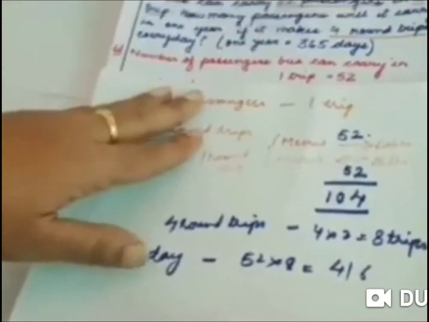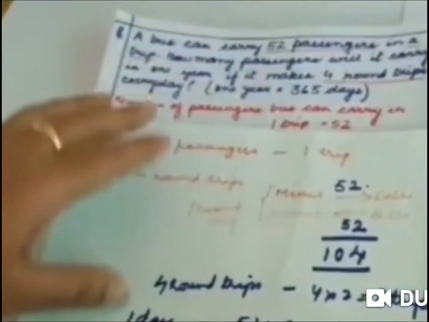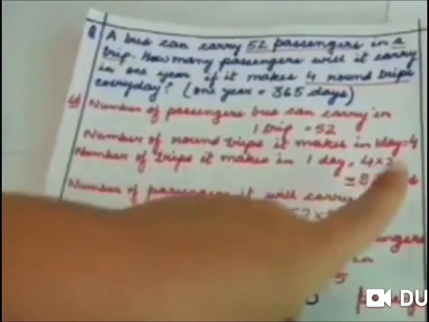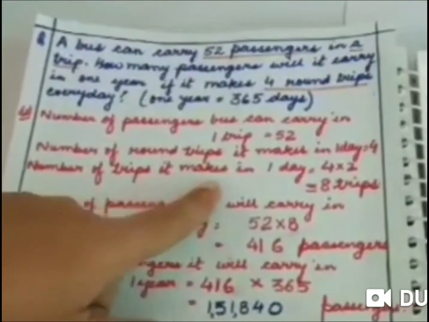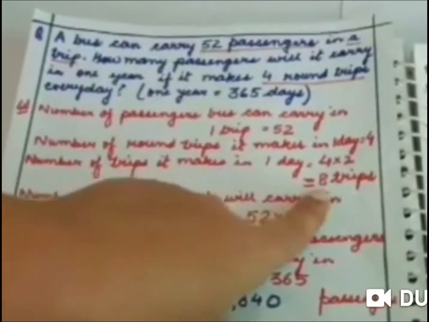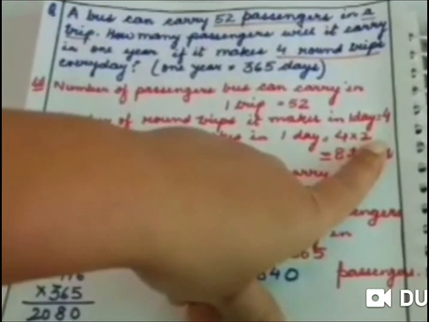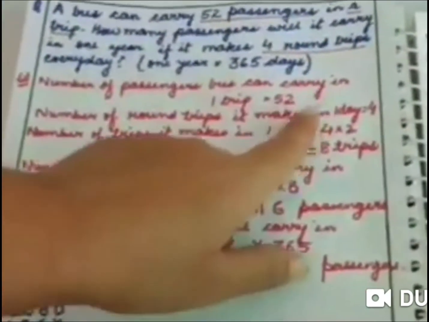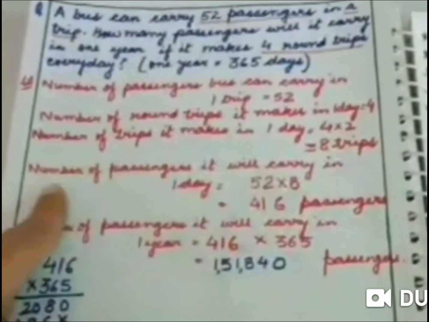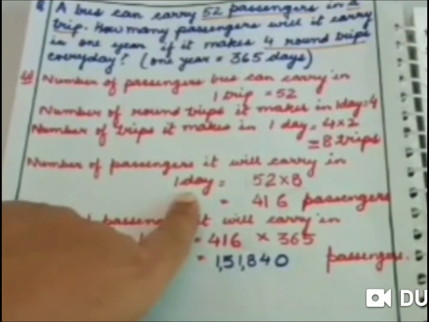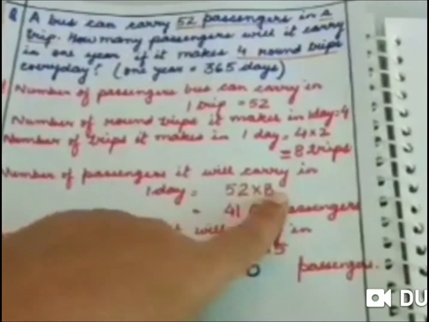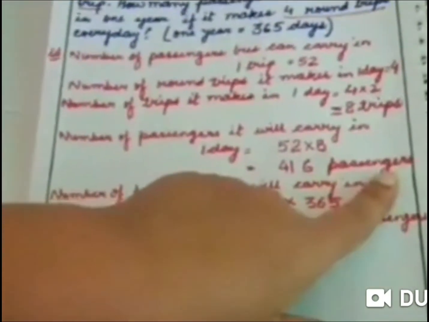Now how we will write it down? Number of passengers bus can carry in one trip, 52. Number of round trips it makes in one day is 4. Number of trips it makes in one day, 4 into 2, 8. Now have you understood why I have multiplied here by 2? Because the bus is going and coming back also. So 4 into 2 makes it 8. So number of passengers it will carry in one day, it is 52 in one trip and total 8 trips. So 52 multiplied by 8 will make it 416 passengers.